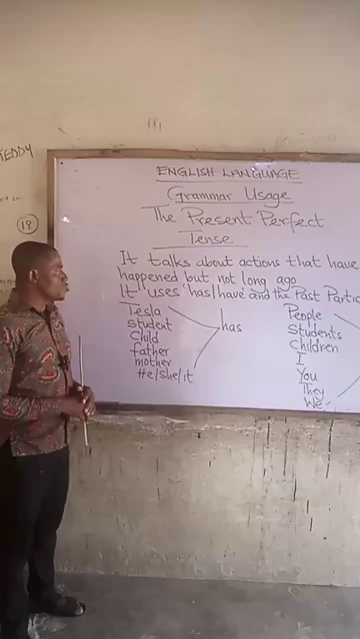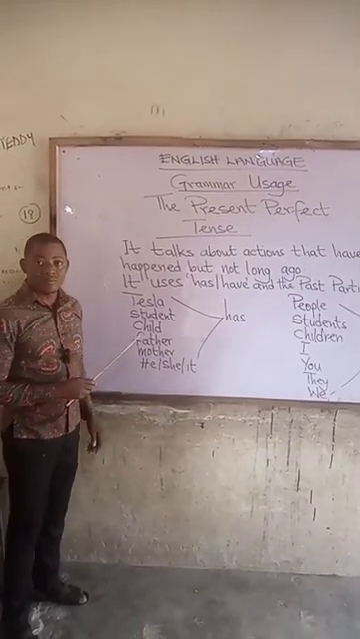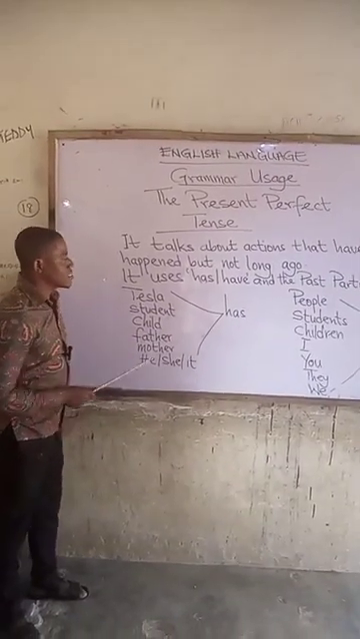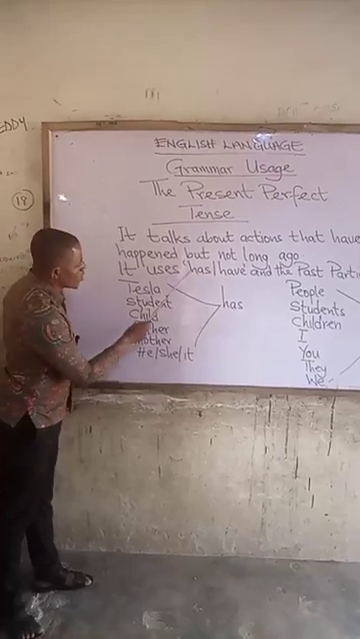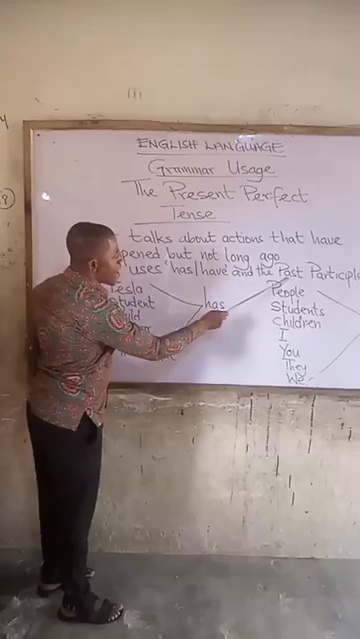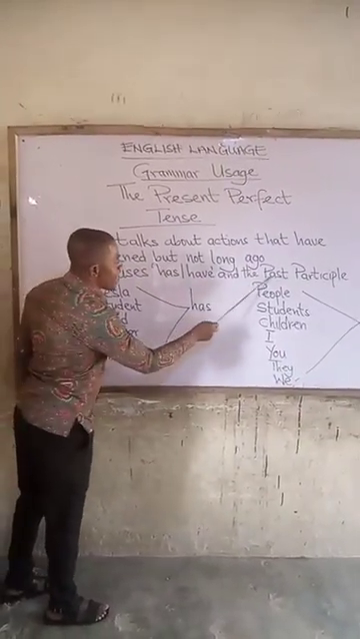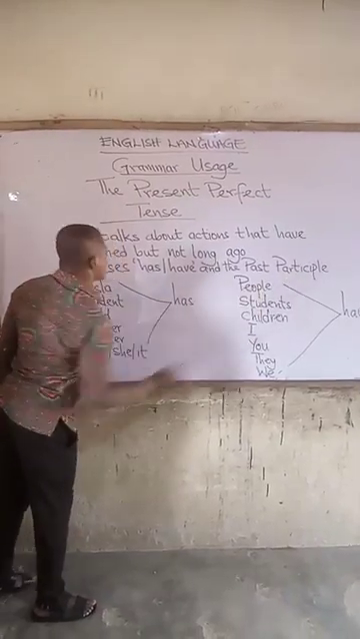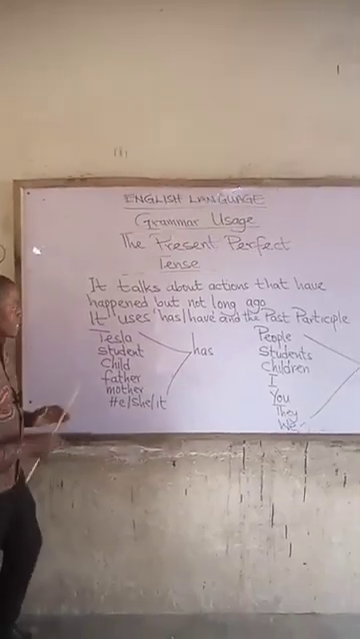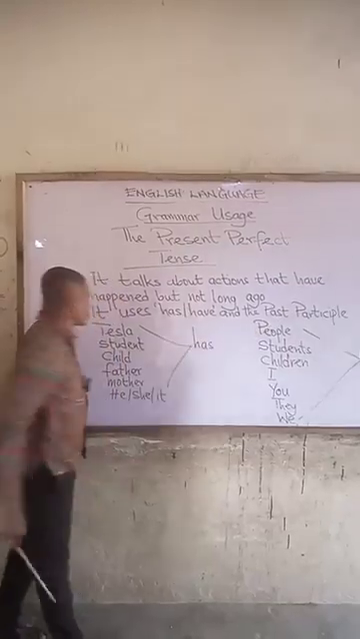Now, before you can use the present perfect tense, you need to use what we have on the board. You use has or have. Then you also use past participle. I hope you can repeat it after me. Past participle. So before you can construct present perfect tense, you need has or have and the past participle.